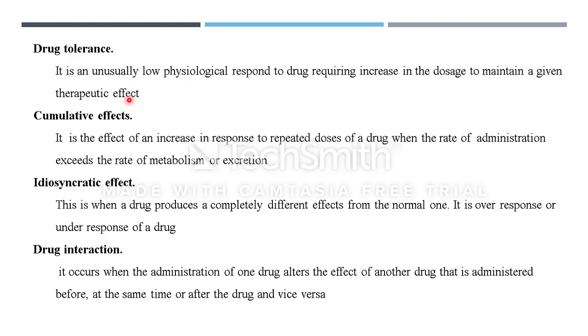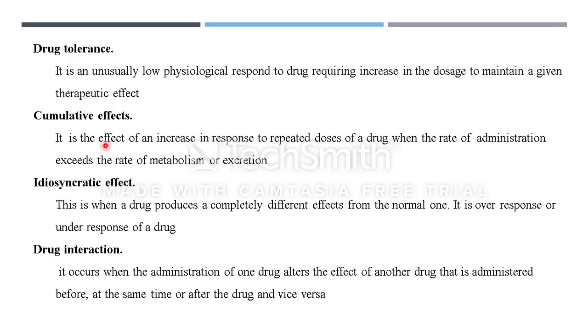But unless you increase the dose, for example, let's say you take in paracetamol, 1 gram, that is 2 tablets of paracetamol, and your headache will subside or decrease, or it will go away. When you continue to take in paracetamol for your headache continuously, then it will get to a time that when you take in 1 gram of paracetamol, the kind of effect you used to have, that is your headache going away, will no more be there unless you take about 1.5 gram or 3 tablets of paracetamol. That's what I mean by saying drug tolerance. So drug tolerance is an unusually low physiological response to a drug, requiring an increase in the dosage to maintain a given therapeutic effect.